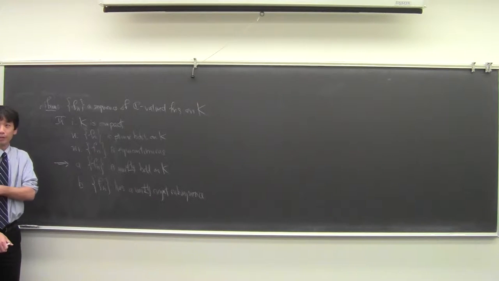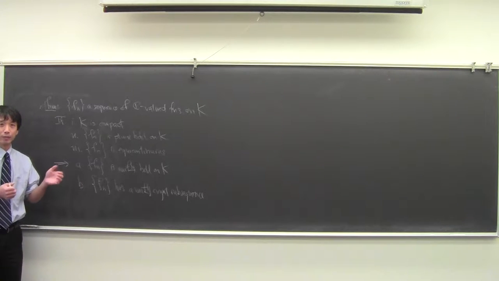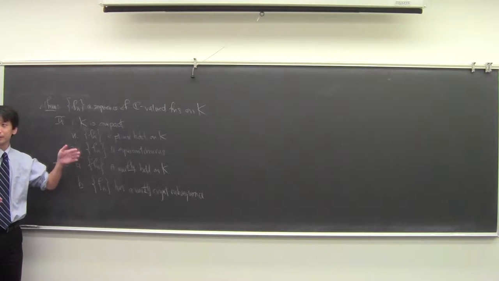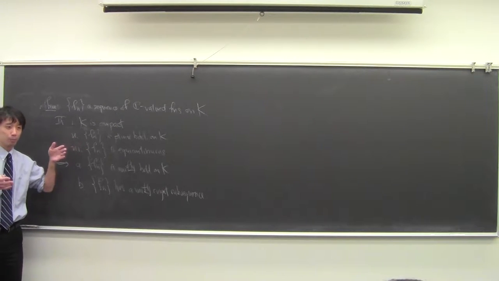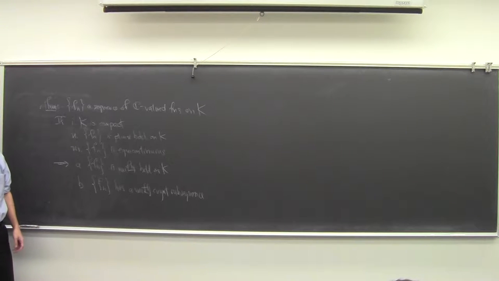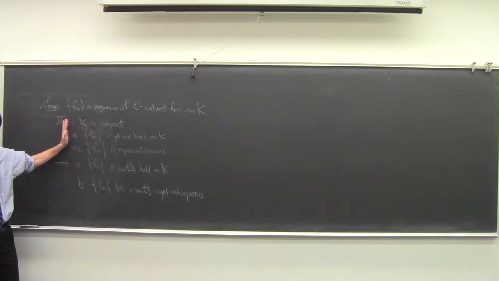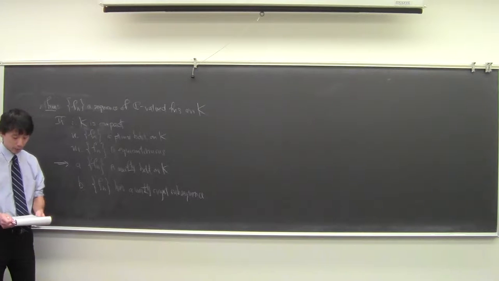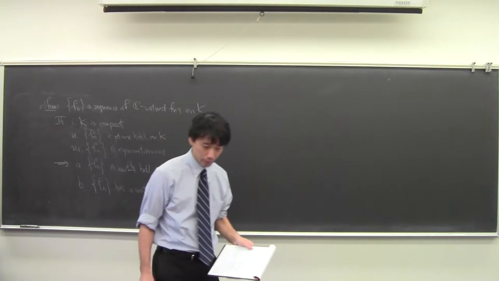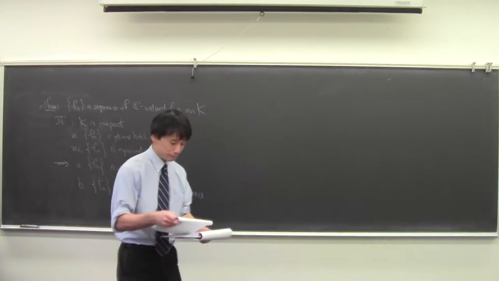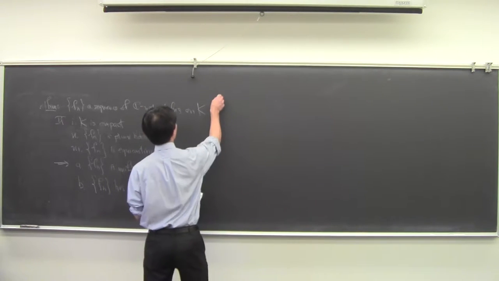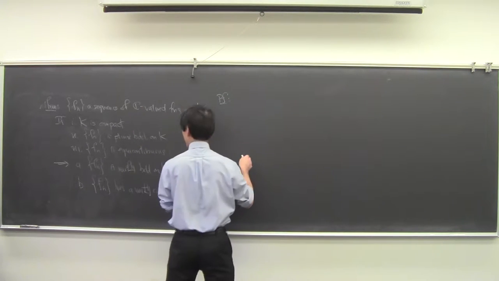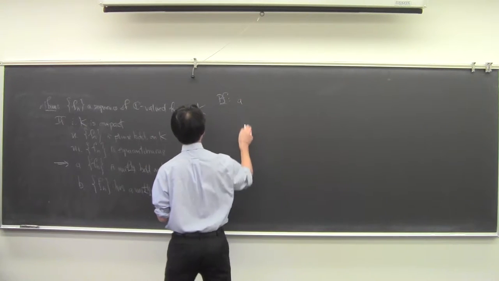So this is the analog of the Bolzano-Weierstrass theorem, which said that if you have a bounded sequence of points in Rn, then you have a convergent subsequence. So you've got some sort of bounded collection of functions, and you get a uniformly convergent subsequence. Okay, so we'll do this in two parts. First, we'll go for uniform boundedness.